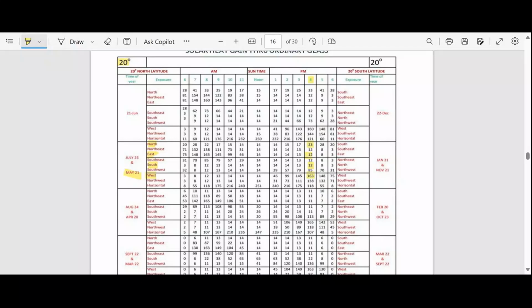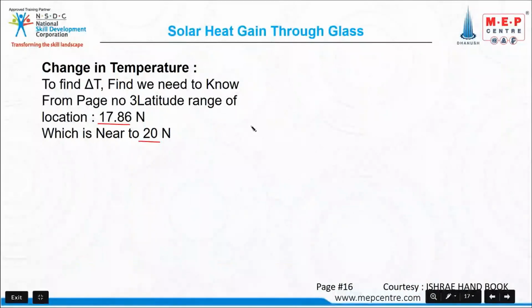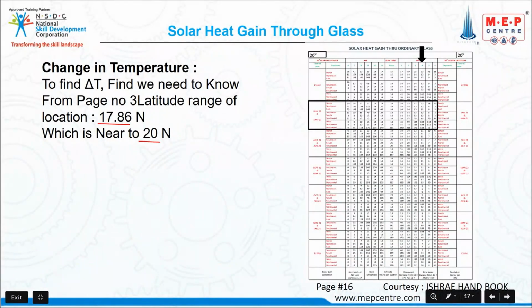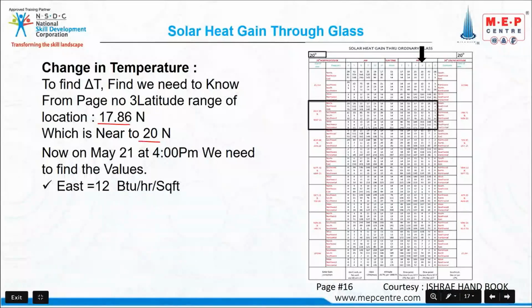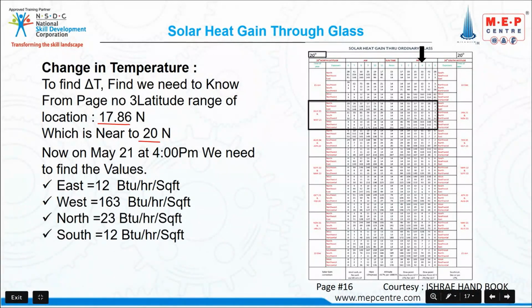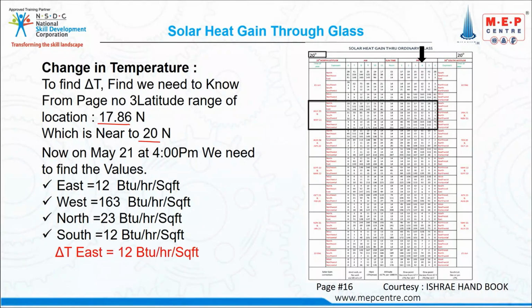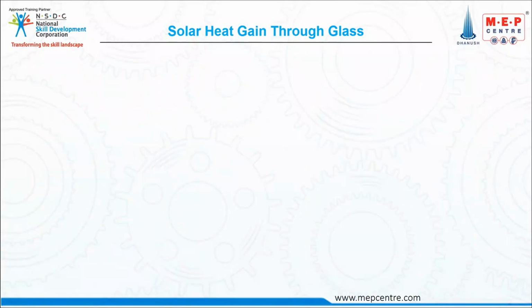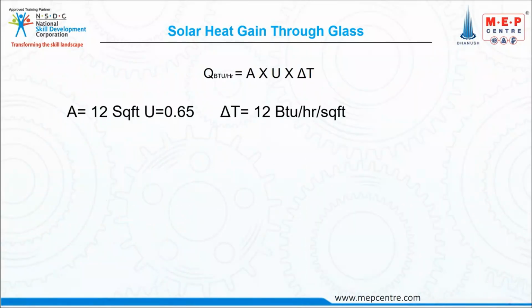Okay. So come back to the slide. Same thing I am mentioning here. So now, May 21 at 4 PM I am taking. East side it is 12 BTU per hour. West side it is 163 BTU per hour. North side it is 23 BTU per hour. And south side it is 12 BTU per hour again. So for the east side, which is 12 BTU per hour, how much did we get? Sorry, 12 square feet. So the A value is 12 square feet. Delta T value is again 12 BTU per hour per square feet. And the U value is 0.65.